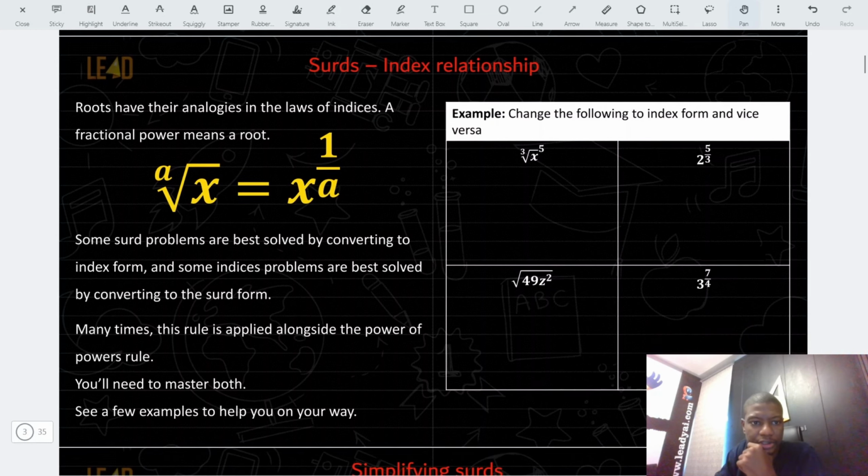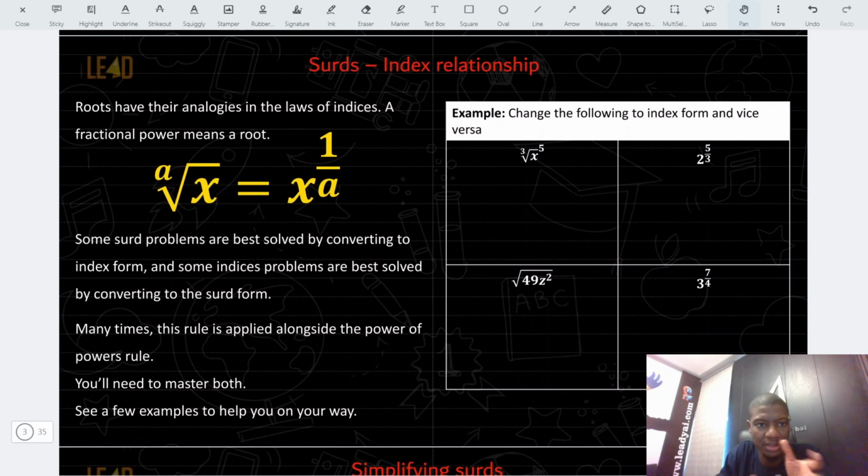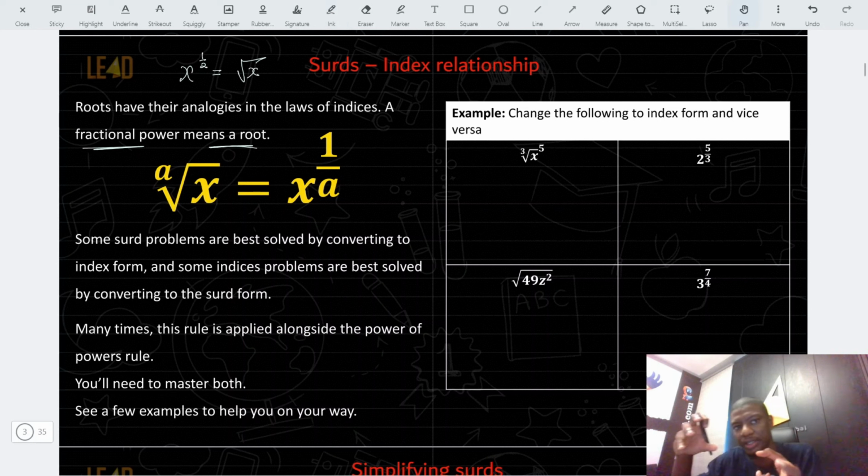Surd index relationship. We need to learn how surds and your laws of indices coexist, right? A fractional power means a root. So if I say x raised to the power of 1 over 2, for instance, that's the square root of x. This rule, as simple as it is, holds the relationship between surds and index numbers.